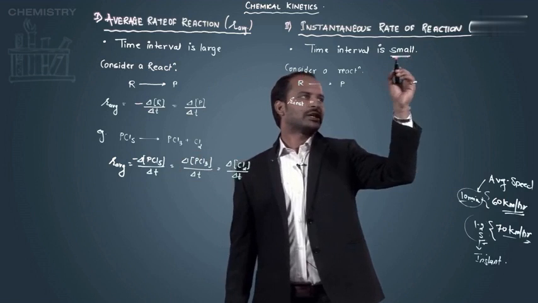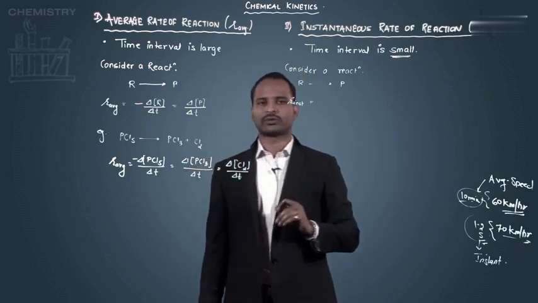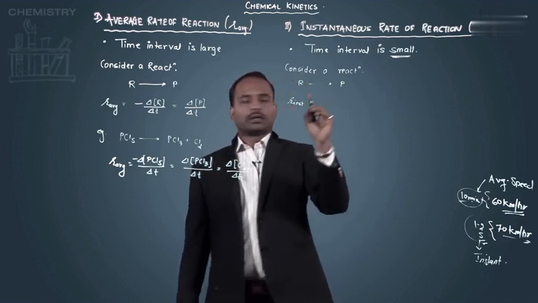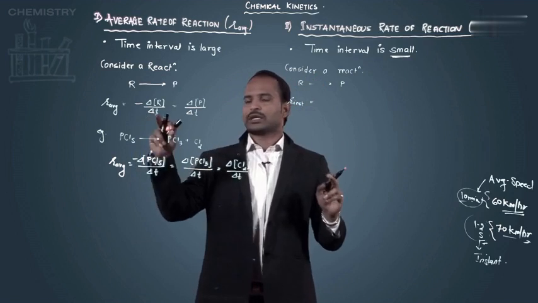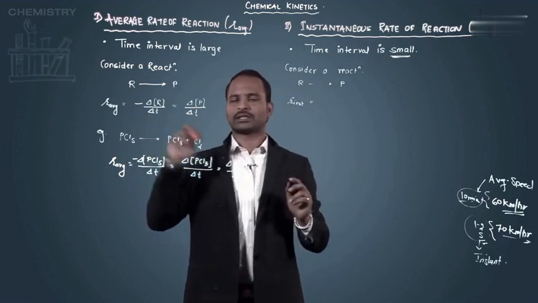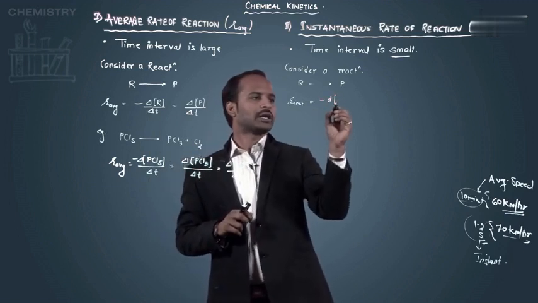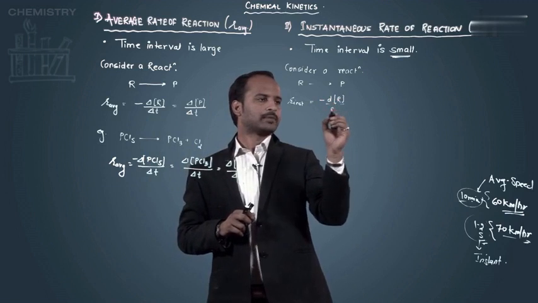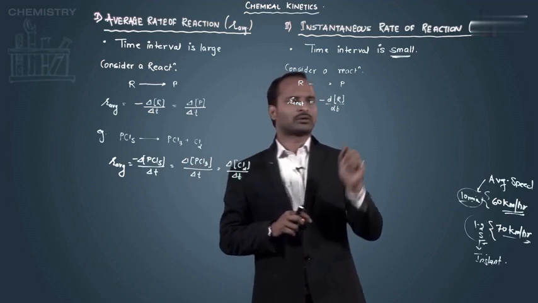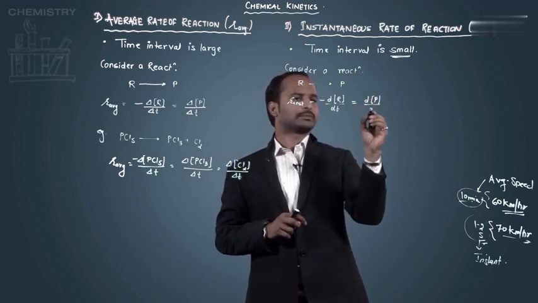So if I'm observing a reaction for a very short duration, then the concentration of the reactant which is going to be changed during that small time is also going to be small. So the only difference in these two is that here the changes are large, while in this case the changes are small. Large changes are represented by the delta symbol, while small changes are represented by d. So it is going to be minus dR by dt, that is change in molar concentration of reactant, again square bracket, that is molar concentration, or in terms of product, it's dP upon dt.